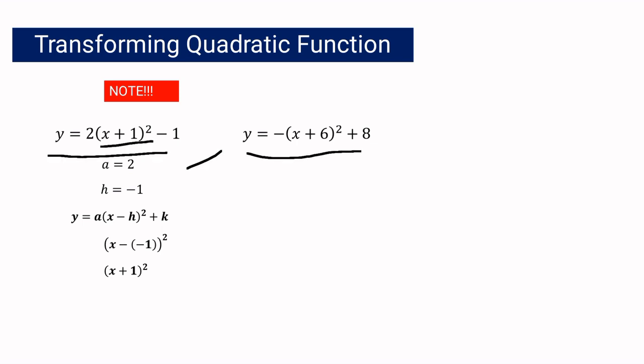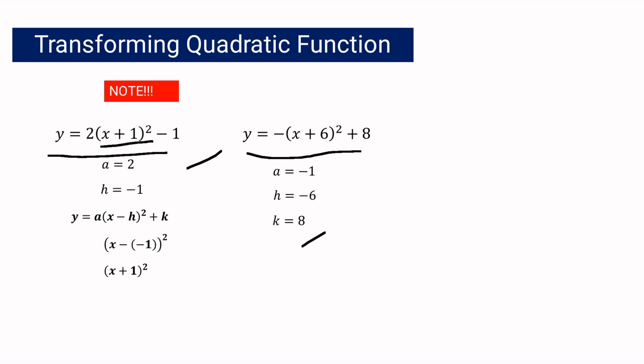Given y equals negative, quantity x plus 6 squared plus 8, what is our value of a? Very good, that is negative 1. How about the value of h? Very good, that is negative 6. And the value of k?